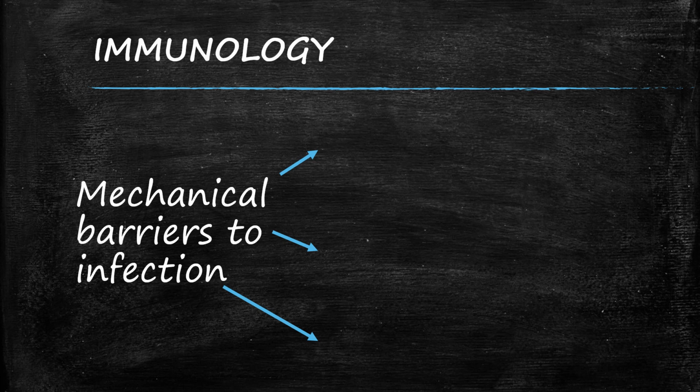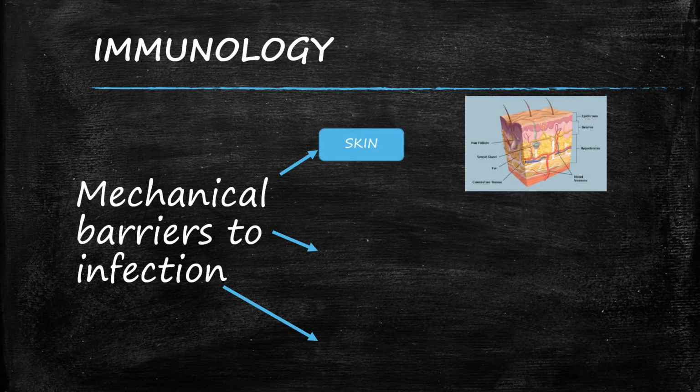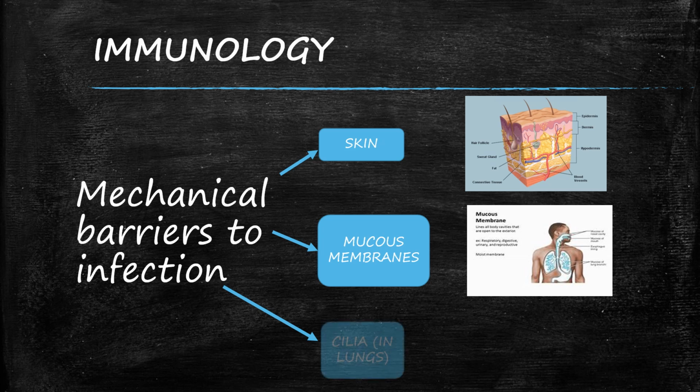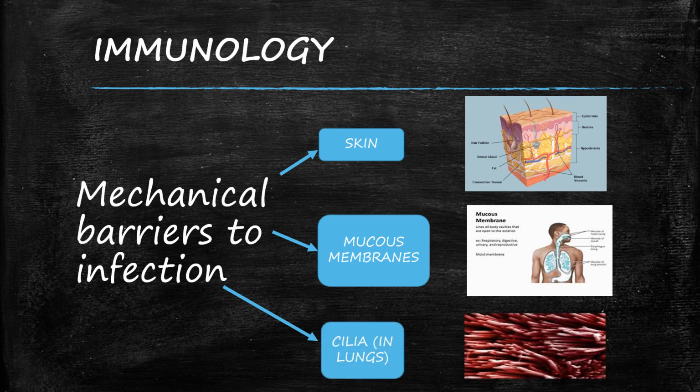We do have various barriers to infection, which is why we're not always walking around sick. We have the skin as a primary barrier to infection. We also have our mucous membranes and the cilia in our lungs. These mechanical barriers to infection help to prevent the pathogen from ever entering the body.